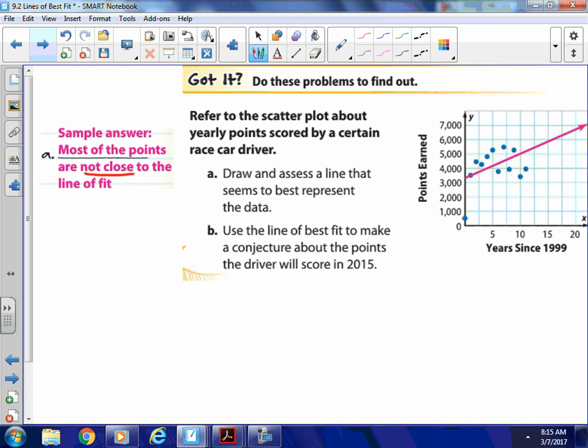So part B, we're going to use the line of best fit to make a conjecture about the points drivers will score in 2015. Now notice we're at year 1999, so it'll be 2015 minus 1999. So that'll put us at year 2016. And at the year 2016, which would be about here, I might hit at about just under 6,000 or 5,900. Is that the number I definitely will get? Probably not. Again, like I said, this line of fit is not an excellent predictor model, but that's what we get sometimes.